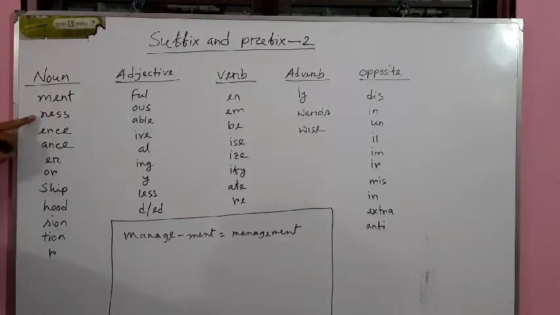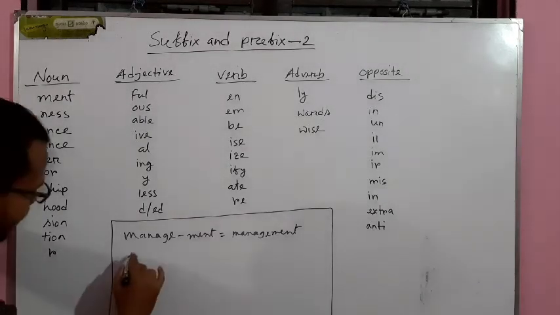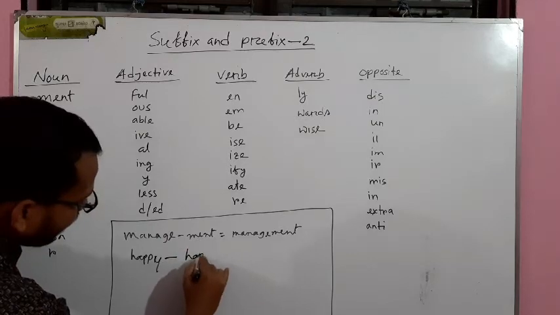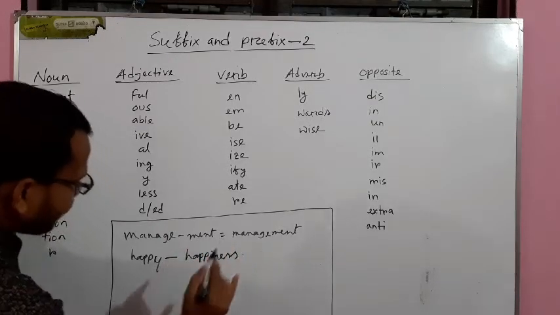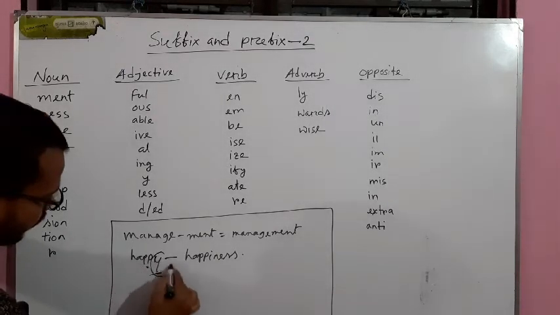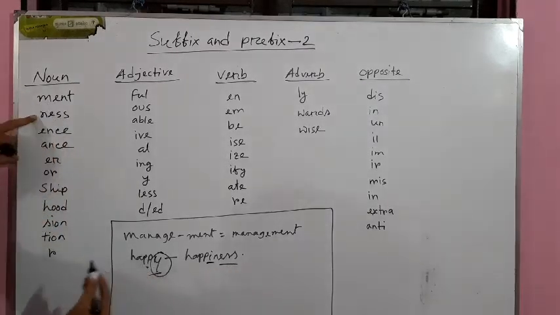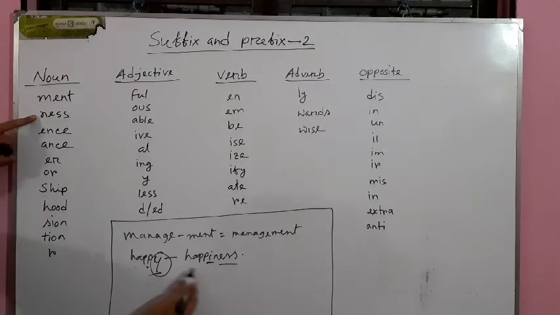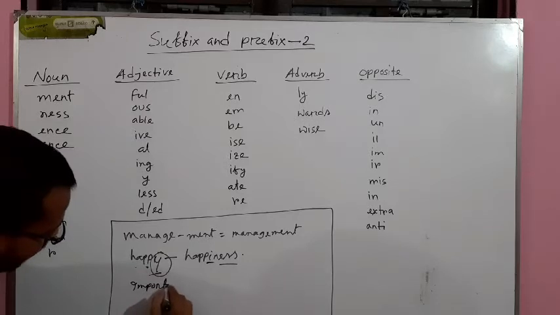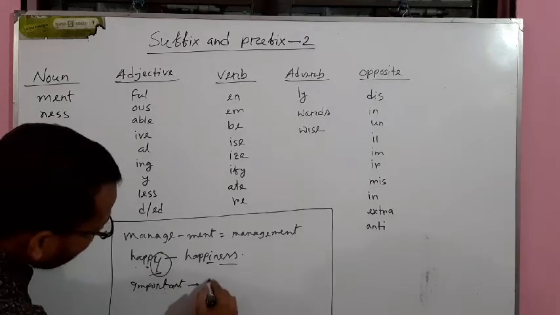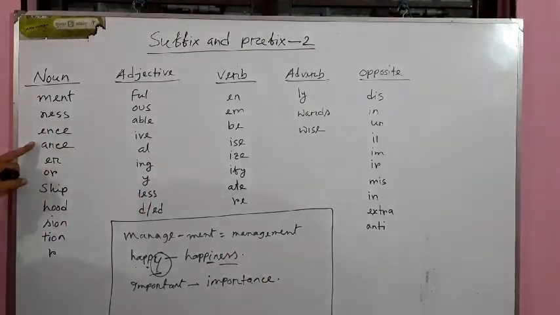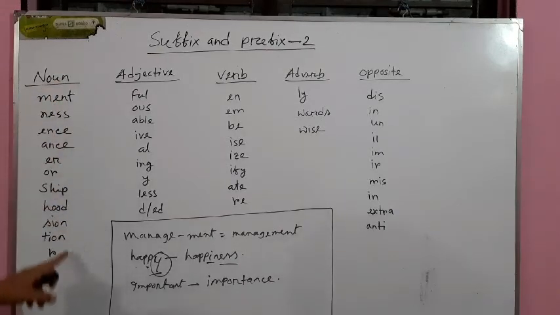Now come to the second, ness. If I say happy, then happiness. We all know if we find a consonant before y, then we have to change this y into i, and ness is the suffix. So from happy to happiness. Ence, for example, important, from important to importance, like this. We can change any word into a noun by adding these suffixes and prefixes.